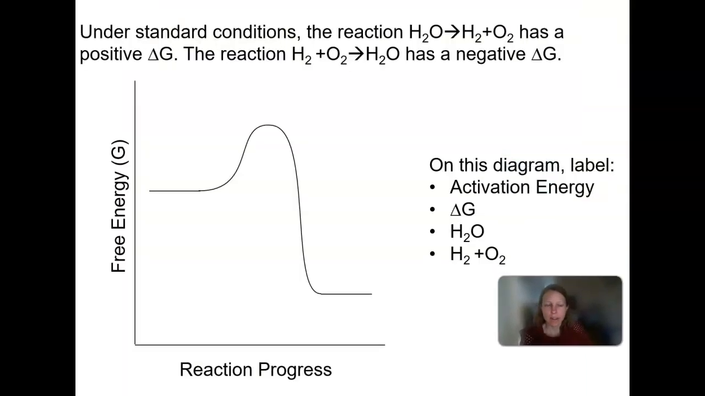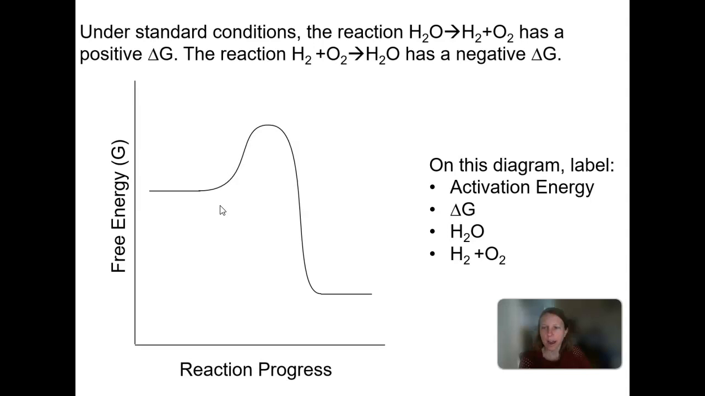All right, let's look at this new, not nearly as pretty graph, and label it with the information that relates to what's going on in this particular reaction. So I've given you a little bit of information up here at the top. Under standard conditions, the reaction water, H2O, to hydrogen gas plus oxygen gas has a positive delta G. Positive delta G, what does that mean? Oh, that means it's going up. Okay. The reaction hydrogen gas plus oxygen gas to water has a negative delta G. Right? Negative means that it's going down, energy is being released.